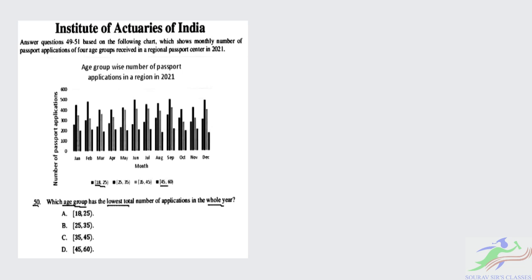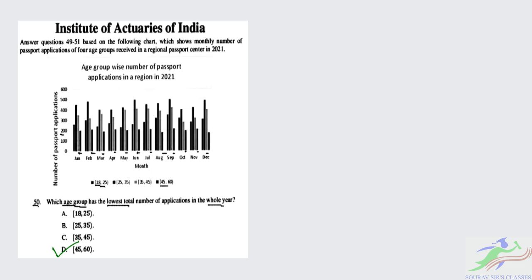Now among these two, you can find that in every month, January, February, March, April, May, June, July, August, September, October, November, December, it is not greater than 200. It is at most 200, right? The number of passport applications. Whereas in the case of 18 to 25, it is more than 200 in January. So in our choices, option D is the correct one, that is the age group of 45 to 60 has the lowest total number of applications in the whole year. So the correct option is option D for question number 50, right? Here also you can solve it by observation.